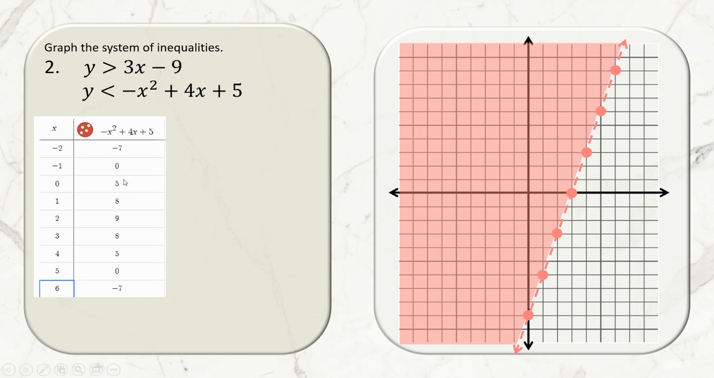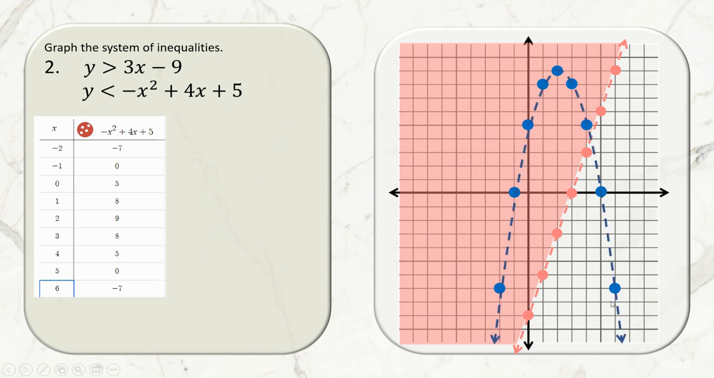Okay, so we can plot these points. There's my point negative 2, negative 7, negative 1, 0, 0, 5, 1, 8, 2, 9, 3, 8, 4, 5, 5, 0, and 6, negative 7. Okay, now this is also going to be a dash boundary line because it's strictly less than. There's no equal to part.